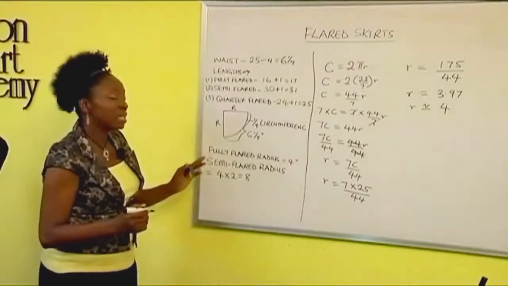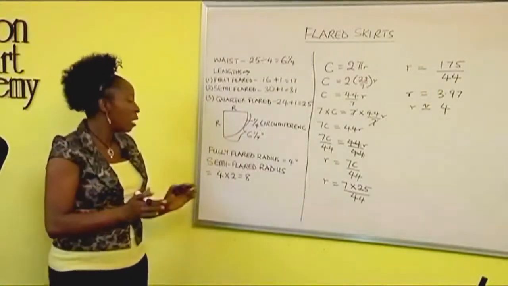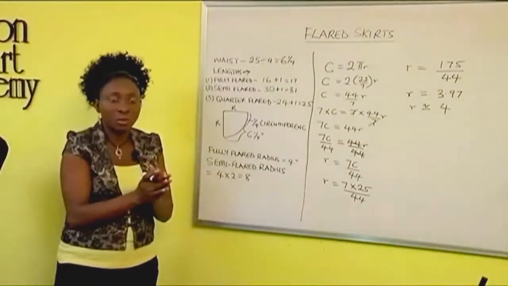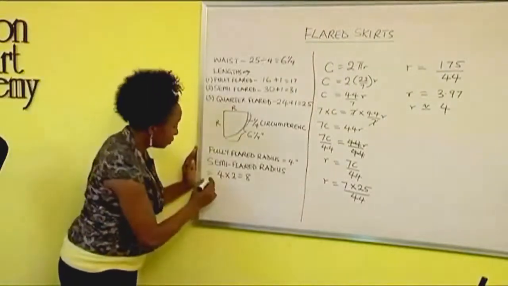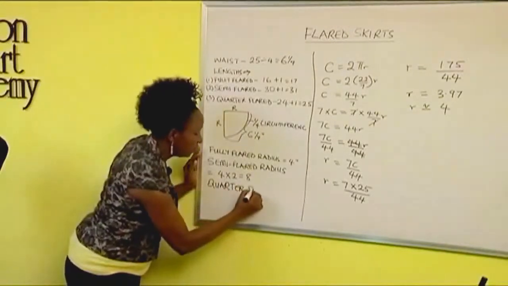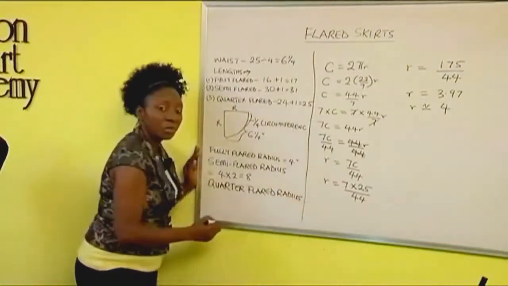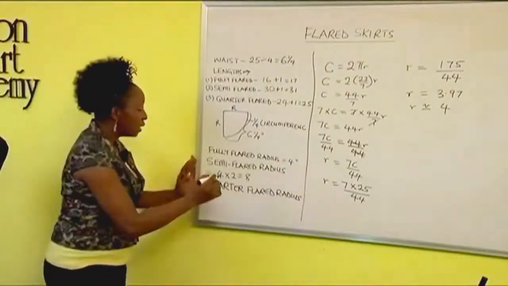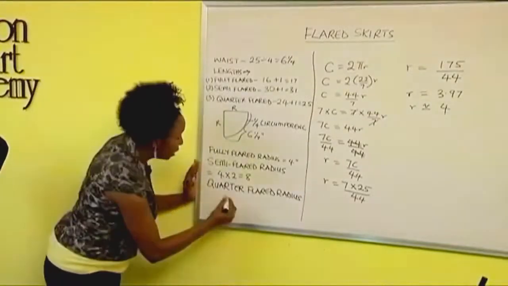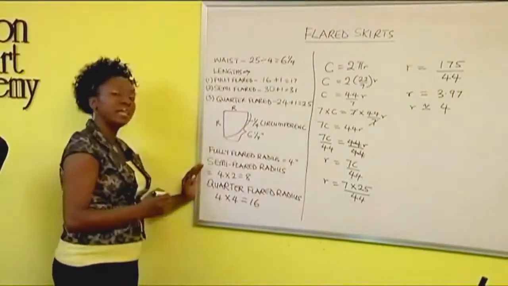Now, for my fully flared radius, I'm going to take my fabric and fold it into 4, lengthwise and widthwise. But for my semi-flared skirt, all I have to do is just fold my fabric into 2, just widthwise, that's all. Now let's look at our quarter flared. For our quarter flared radius, I'm sure you can guess what we're going to do because it's a quarter. We're going to take this same fully flared radius we have here and multiply it by 4. That would be 4 inches times 4, and that will give us 16 inches.